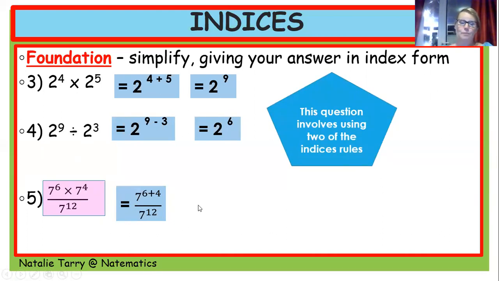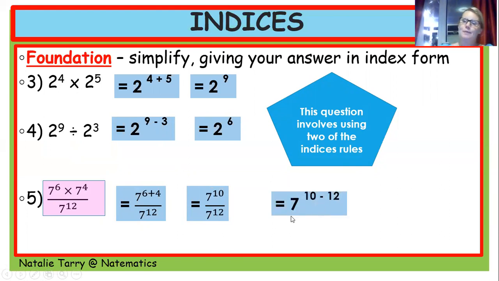So we work out the top. We've got 7 to the power of 10 divided by 7 to the power of 12. Now, what do we do when we divide? You remember the bases are the same, the 7 and the 7. What do we do to the powers? We subtract them. So it's 7 to the power of 10 minus 12. And that is 7 to the power of minus 2.